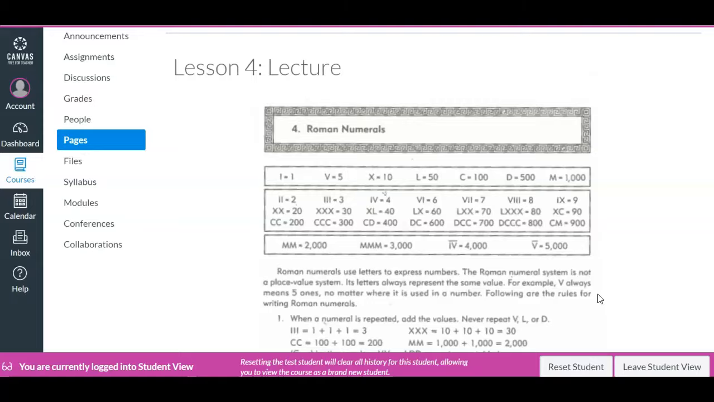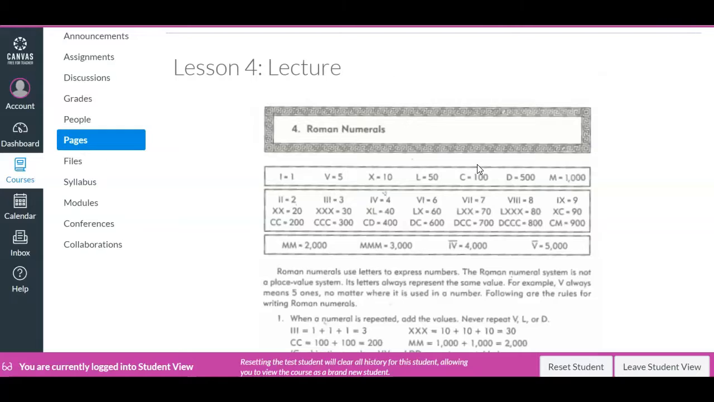So the first thing that we need to look at is this chart here. You're going to want to become really acquainted with it. Maybe even copying it or writing it down would be a very good thing to do. So Roman numerals use letters to express numbers. Now, there are some differences between the Roman numeral system and the Arabic number system that we have.